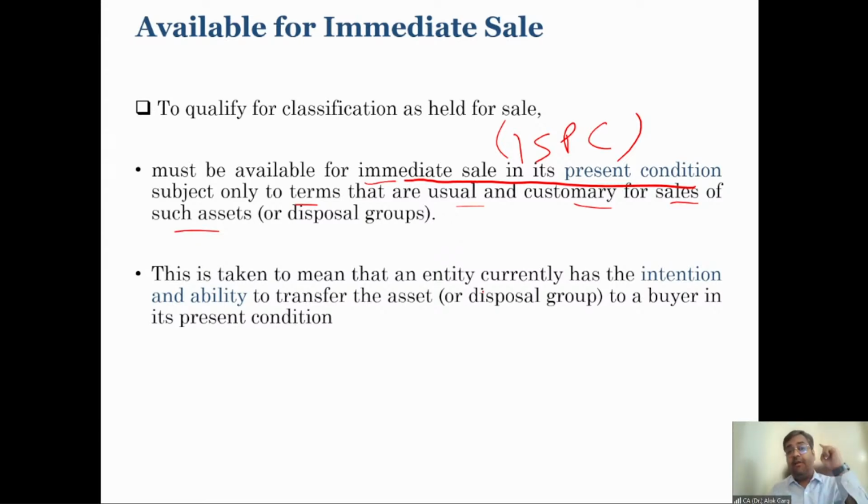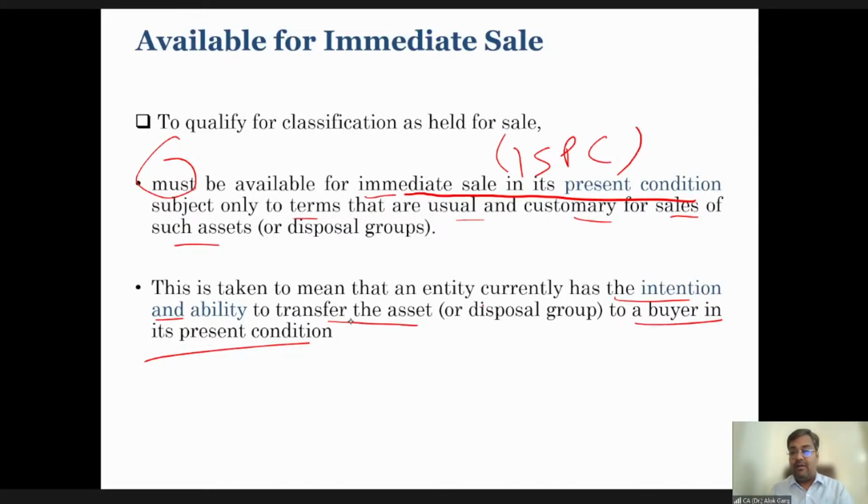So the first condition for qualifying to be classified as held for sale is that it must be available for immediate sale. The word is must. It must be available for immediate sale in present condition, right? And for checking whether it is available for immediate sale in present condition, the entity currently must have the intention and ability to transfer the asset to a buyer in its present condition, right? So in this example, intent is there, but the ability is not there. Okay, good. We have understood.